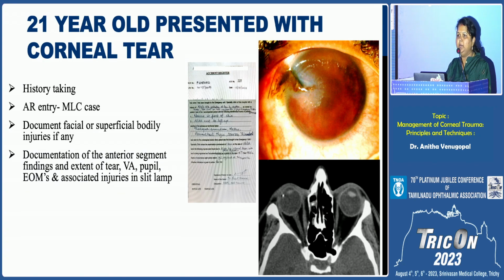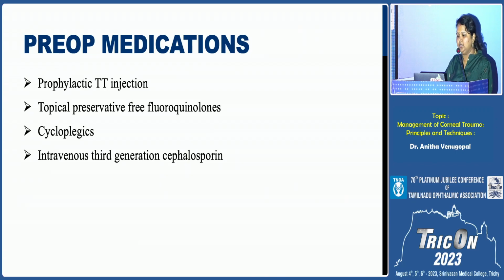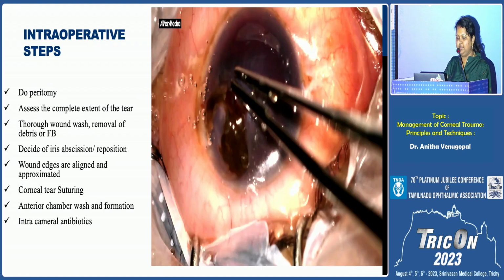and documentation of the anterior segment findings and extent of the tear, the visual acuity, pupillary response, and extraocular motility to rule out muscle entrapments and associated injuries, in the slit lamp. Posterior segment: if the wound is small, a gentle B scan can be done. If not, X-ray orbit AP and lateral view to know whether there was a foreign body or not, and CT scan to locate the intraocular foreign body. Preoperative medications include prophylactic tetanus toxoid injection, if the patient has not received it within 6 months of the injury, and topical preservative-free broad-spectrum antibiotics, cycloplegics, and intravenous third generation cephalosporins.